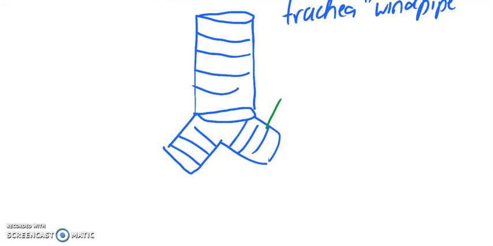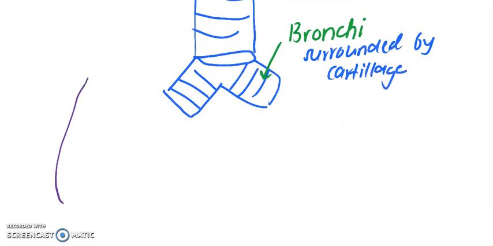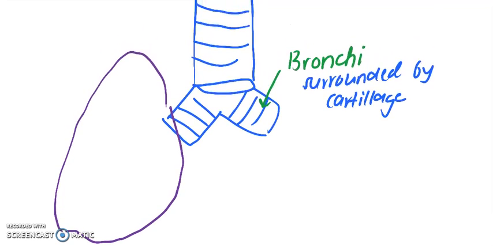So we call this next step the bronchi. And notice it still has cartilage, surrounded by cartilage. Okay, now we can hit the lungs. So now we have finally entered the lungs.